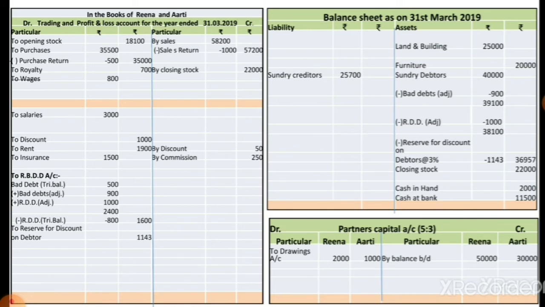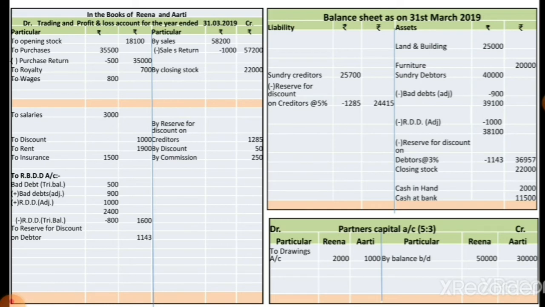Similar to debtors, there is also a discount provided by the creditors, so we get the discount from the creditors also, that is 5%. First of all we calculate the 5% discount on the creditors. How is it calculated? 25,700 is your creditors in liability, so on that amount we calculate the 5% as reserve for discount. That is how it is calculated: 25,700 into 5%. So we get the amount of rupees 1285, and the balancing amount we record in the outer column, that is 24,450.